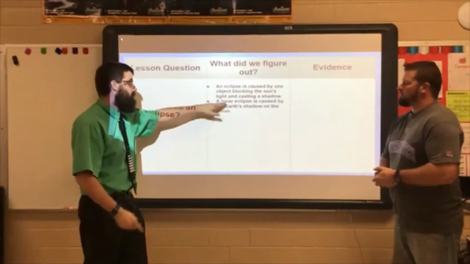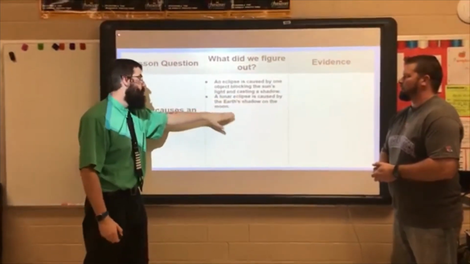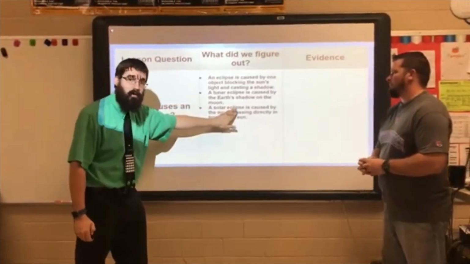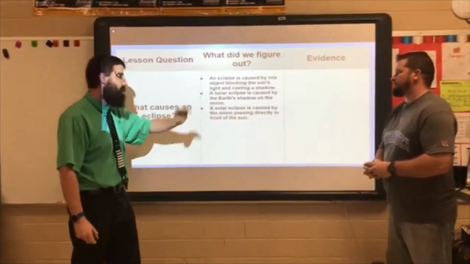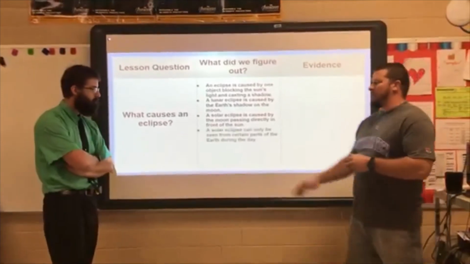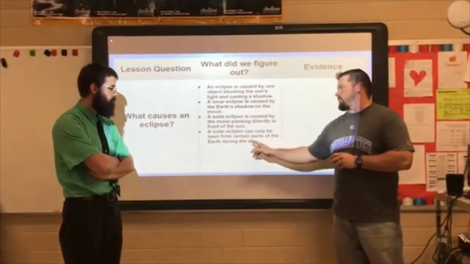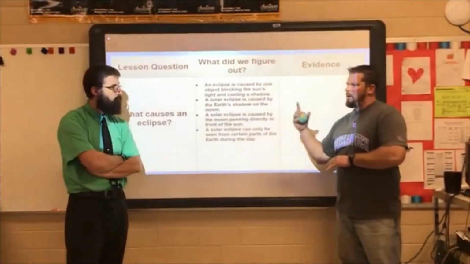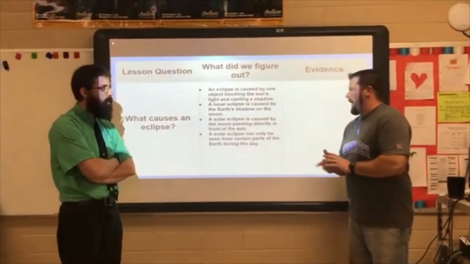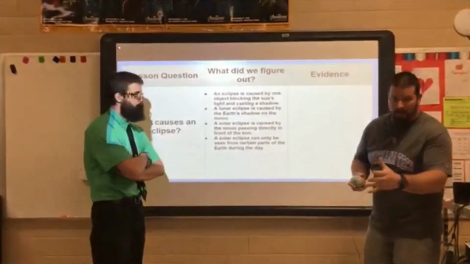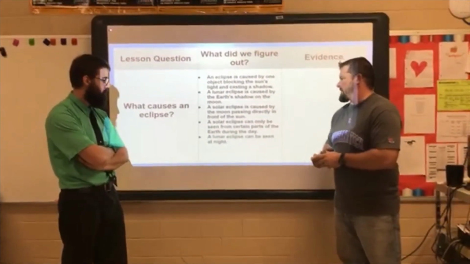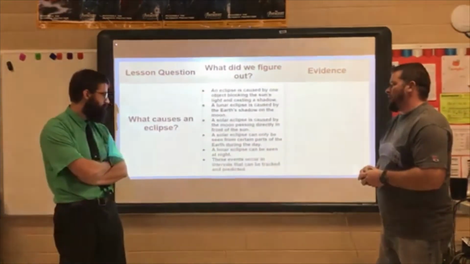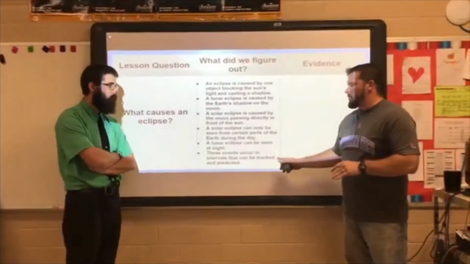A lunar eclipse, the moon being blocked out, is caused by the Earth's shadow on the moon. And a solar eclipse, or the sun being blocked out, is caused by the moon passing directly in front of the sun. And a solar eclipse can only be seen from certain parts of the Earth during the day. You have to be in what's called the path of totality. And you'll learn a little bit more about that after the lesson. And a lunar eclipse can be seen at night. Plain and simple.